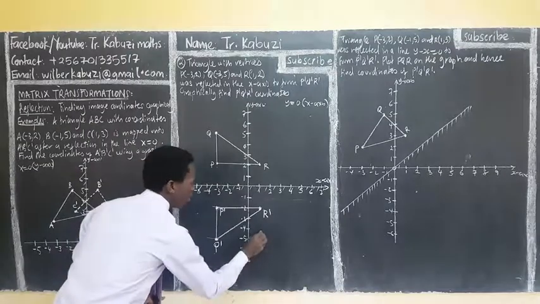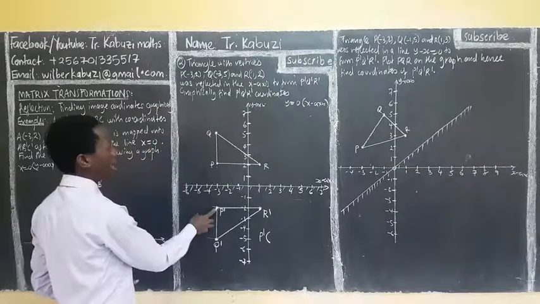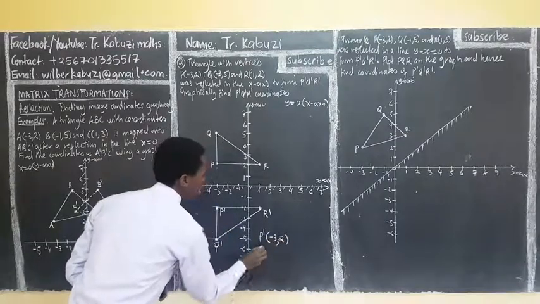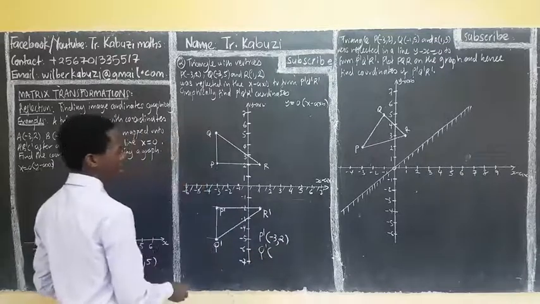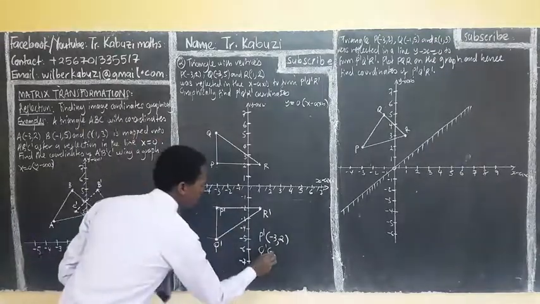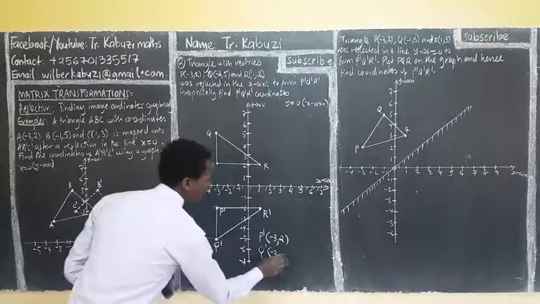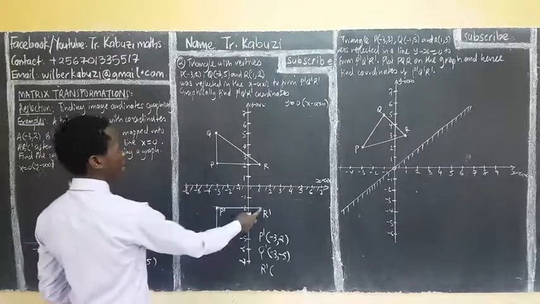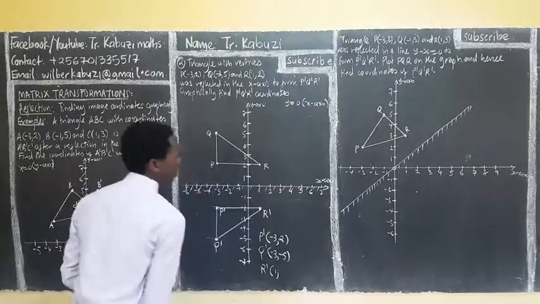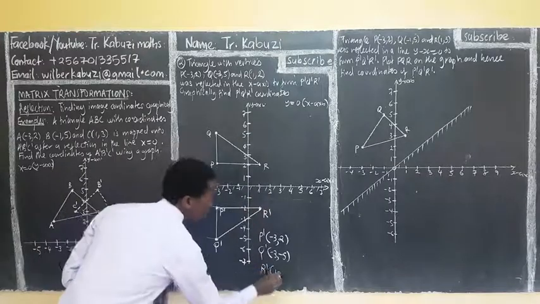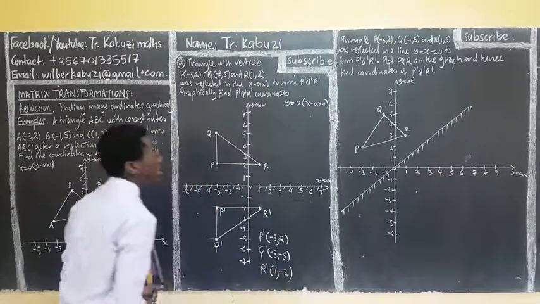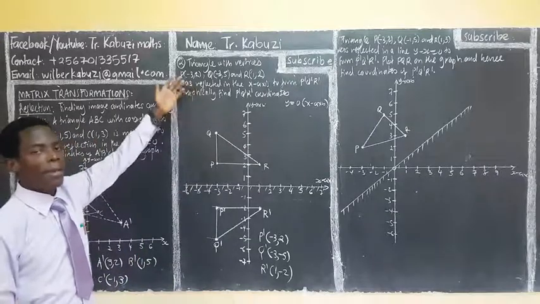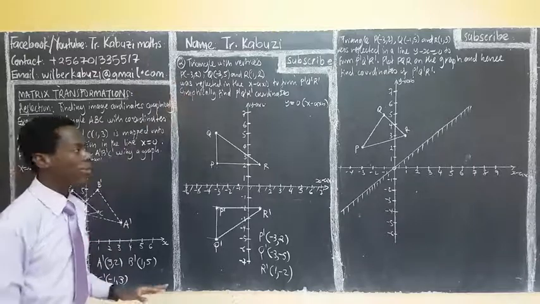So now our P prime coordinates: we read the x is -3, then the y is 2. Then Q prime, x is -3, then y is -5. Then R prime, we get the x is 1, then the y is -2. Now, if you are tempted and you use the method of prime, you get 0, 0.